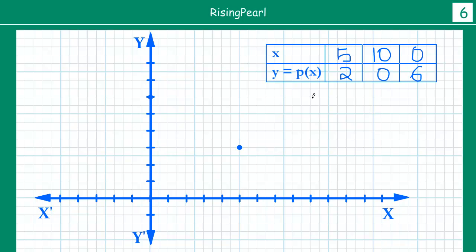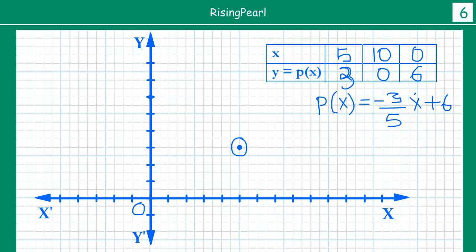So our polynomial was p(x) equals minus 3 by 5 times x plus 6. So when we took x as 5, the 5 cancelled out. So 6 minus 3 is 3. This is not 2, this is actually 3. So the first point is x is 5, 1, 2, 3. This is our origin. 1, 2, 3, 4, 5. And y is 3, 1, 2, 3. So this is our first point.